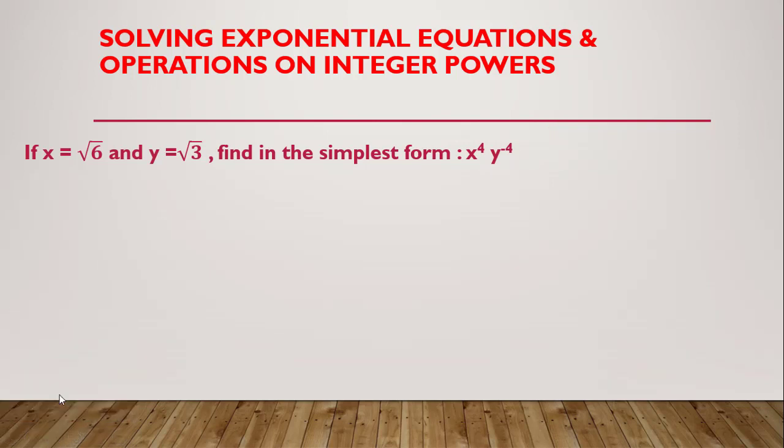I have x power 4 and I have x and I have y. So it will be root 6 power 4 over root 3 power 4. And we said if you have a root, divide the power by 2 and cancel the root. So it will be 6 power 2 over 3 power 2. So it will be 36 over 9, which is 4.